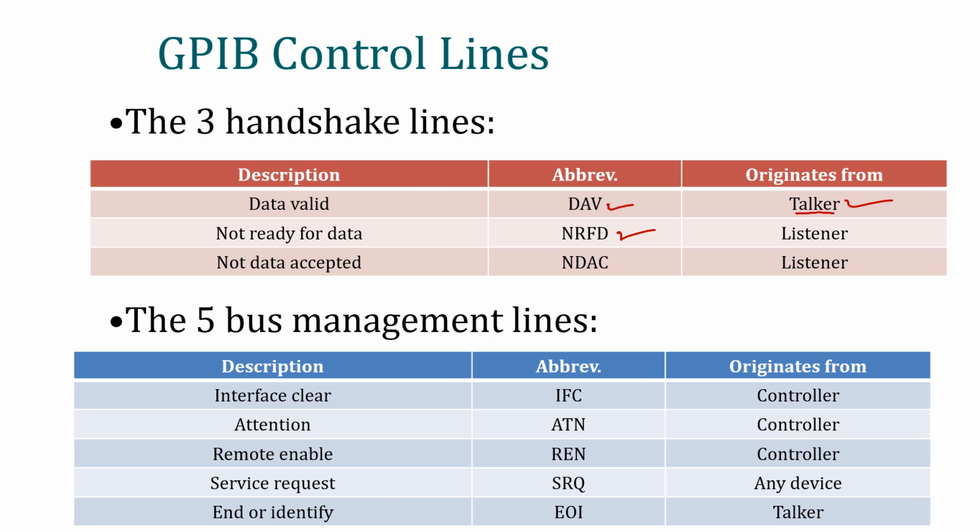When the data is accepted, the signal is NDAC, not data accepted, that is, it is an inverse of data accepted. So, it means this line should work in a negative fashion. This line should go low when the listener starts accepting the data; this signal goes down. Then we have 5 management lines: interface clear, attention, remote enable, service request, and identify.